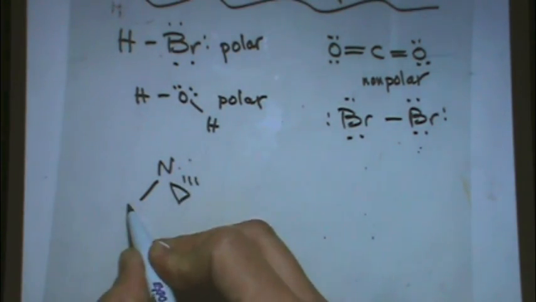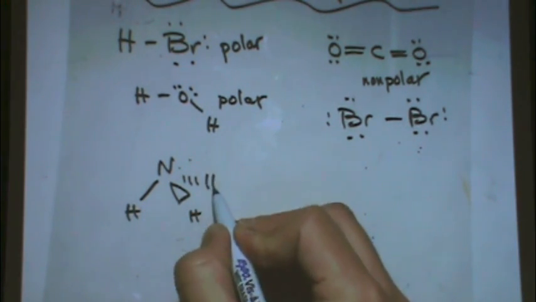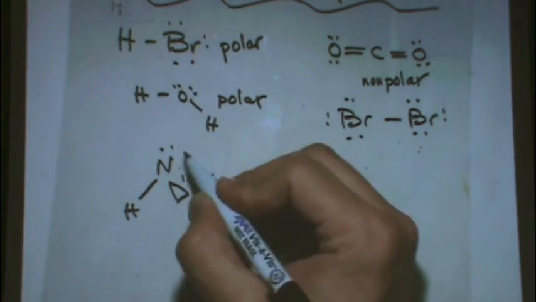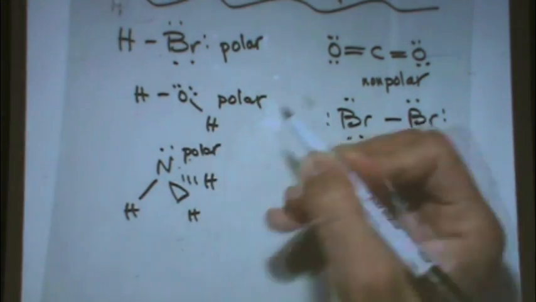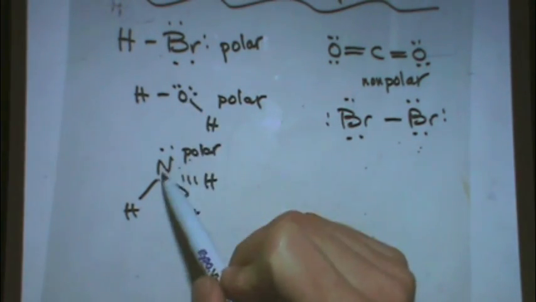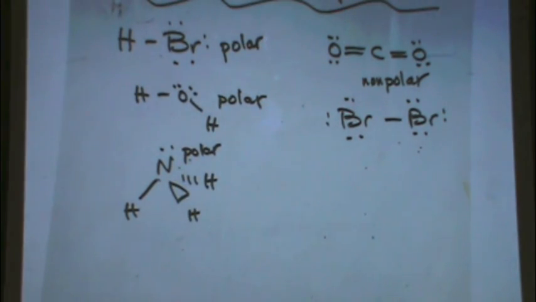Let's do a trigonal pyramidal. Ammonia. It's asymmetric. There's hydrogens on the bottom, but there's a lone pair on the top. Totally asymmetric. This is polar. Those of you who are memorizing, lone pairs on central atoms, like these last two, are going to lead you towards polar.